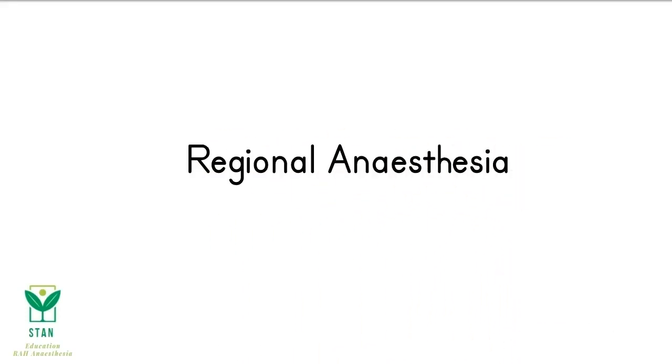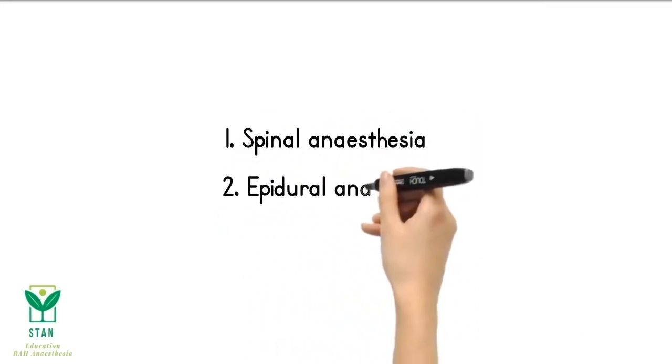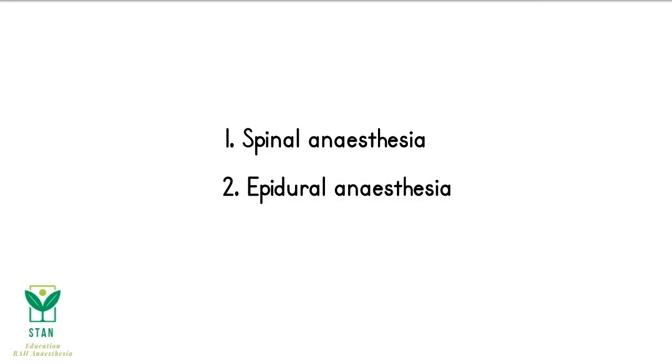Regional anaesthesia. There are three types of regional anaesthesia: spinal anaesthesia and epidural anaesthesia, collectively called neuraxial anaesthesia, and peripheral nerve block. I'll only talk about spinals and epidurals in this presentation.